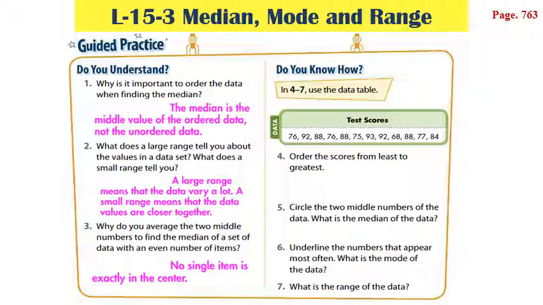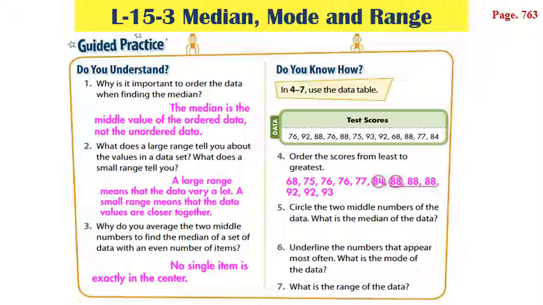Now, circle the two middle numbers of the data. What is the median of the data? Good. Kindly look at the ordered data, see question number 4, what are the middle numbers? Good, 84 and 88. Okay, now tell me the median of the data. Excellent. 84 plus 88 equals 172, divided by 2 equals 86.